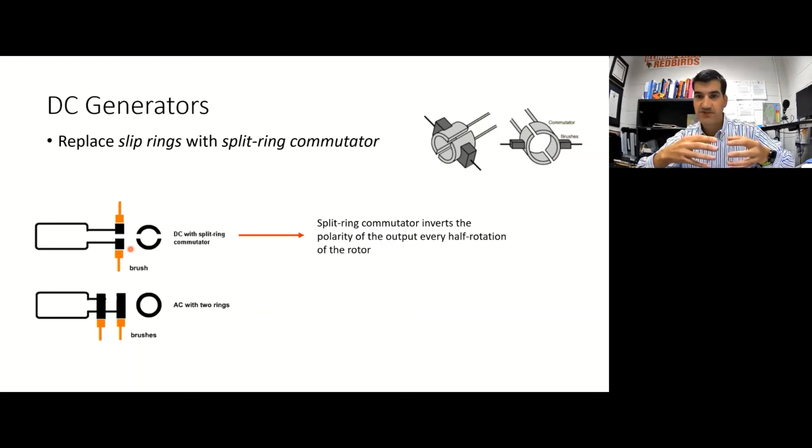And for one half of the rotation, this split ring commutator segment is connected to this brush, and then as it rotates half a turn, this section of the split ring commutator is going to be connected to this brush. All right, so hopefully that makes sense. That's what a split ring commutator does. It inverts the polarity of the output of the machine every half rotation of the rotor.